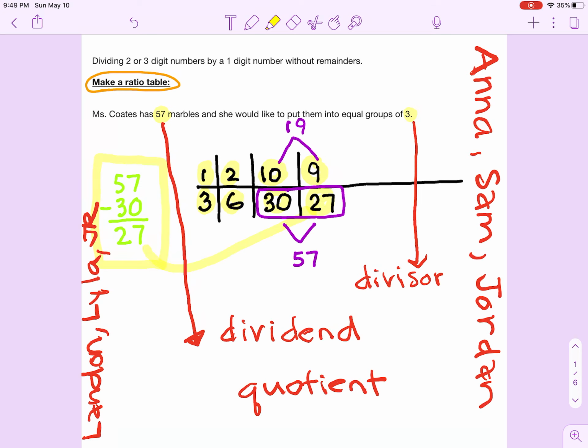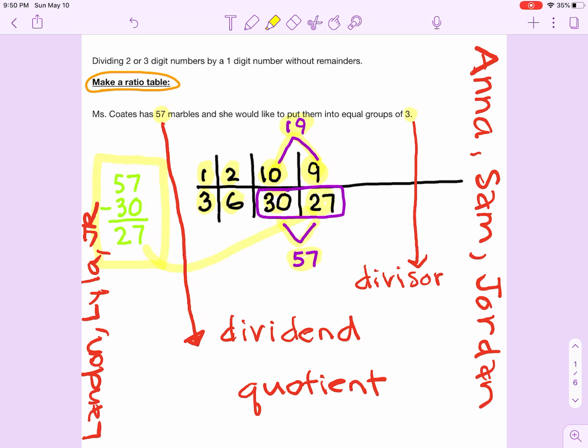And I also know that 9 groups of 3 makes 27. So if I put those 30 and 27 together, remember where those numbers came from. Your 30 came from 10 groups of 3, and your 27 just came from 9 groups of 3. If I put the 30 and the 27 together, I have all 57 of my marbles. And if I look above those 2 numbers in my ratio table, the 10 groups of 3 and the 9 groups of 3, and I put those together, I come up with 19.